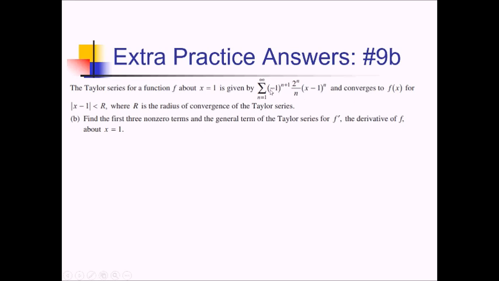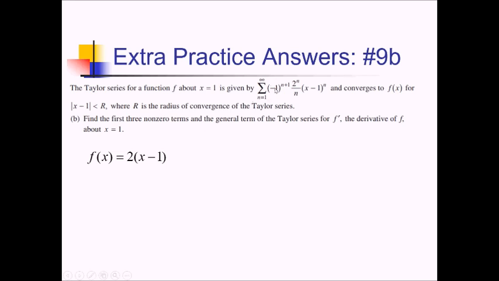So first term, plugging in 1 for n. That's going to be negative 1 to the 1 plus 1, so that's just positive 1, so we can ignore that. So we have a positive first term. That's going to be 2 to the 1 over 1, so that's just 2 out in front. And then we have x minus 1 to the 1, so just x minus 1. So when all is said and done, our first term is just 2 parentheses x minus 1.